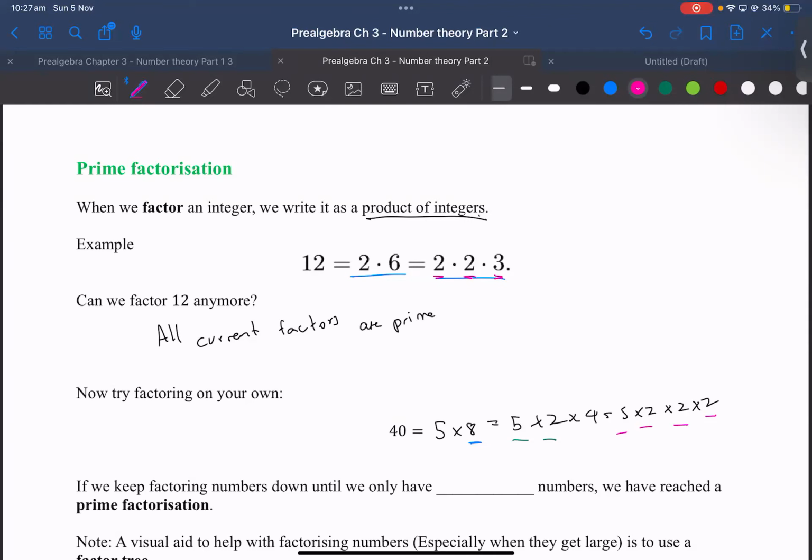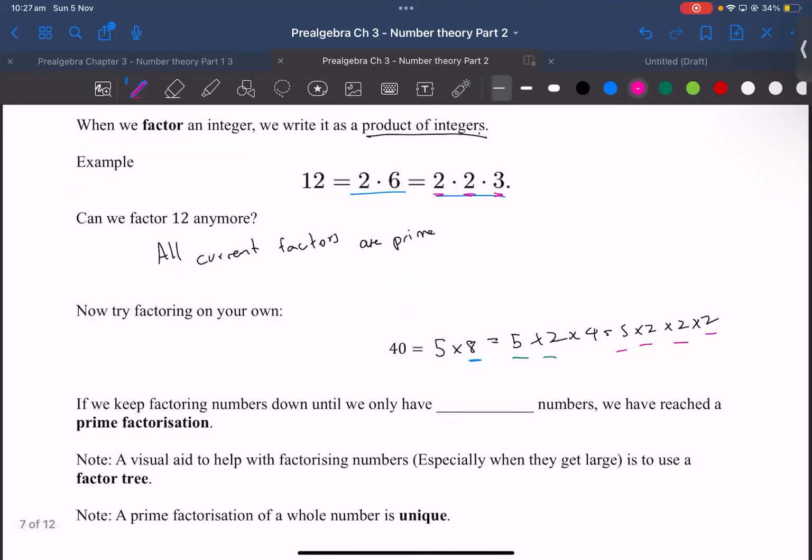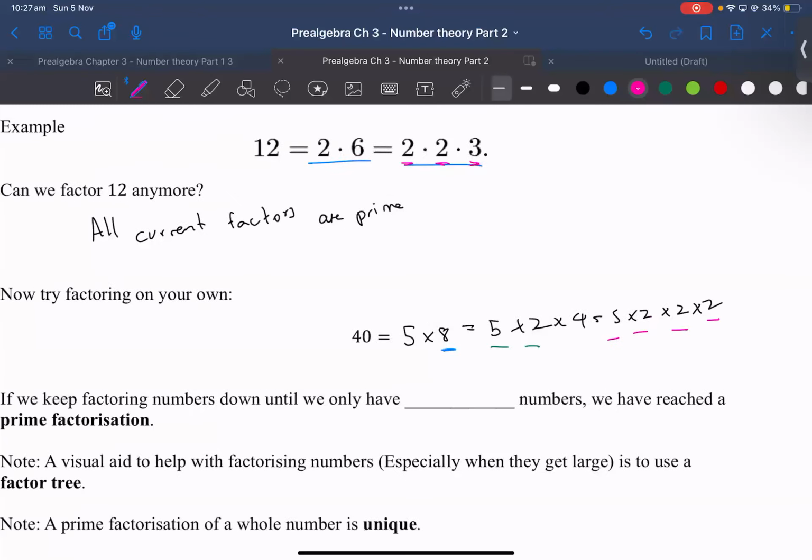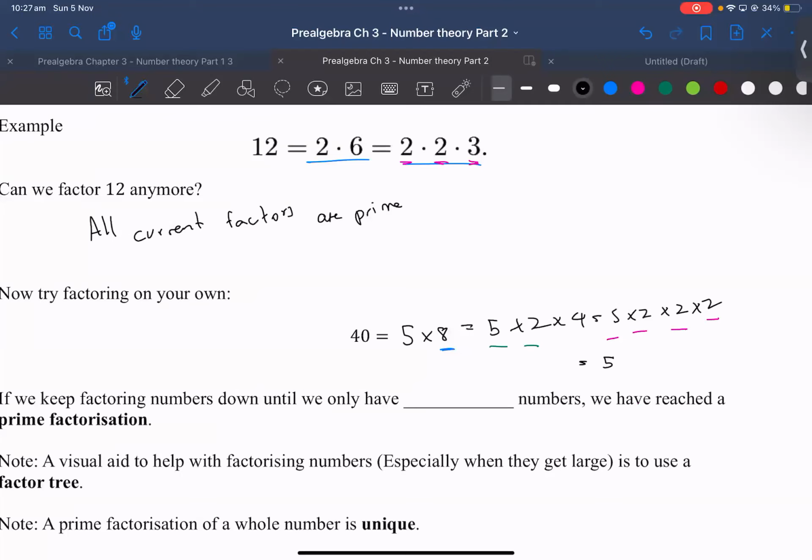And here's a bit of a shortcut we're going to learn now. There's 2 repeating, right? It's 2 times 2 times 2. Instead of just writing that 2 three times, we're going to write a little shortcut. We're going to write 5 times 2 cubed, 2 to the power of 3. Does that make sense? It's because you multiply the same number 3 times, it's cubed.